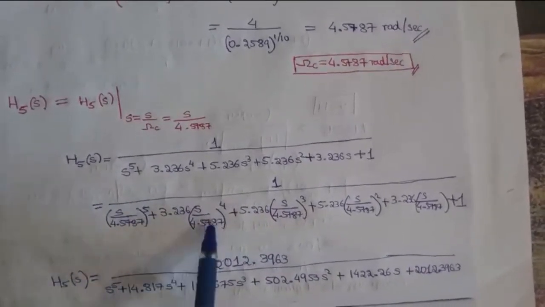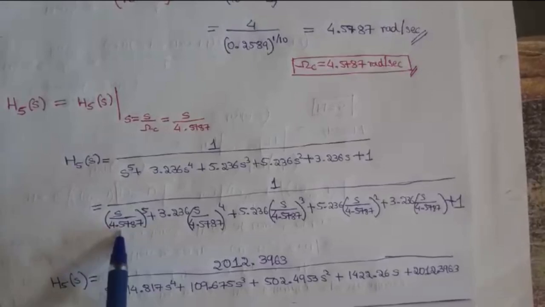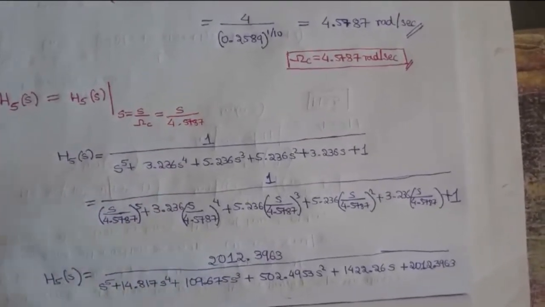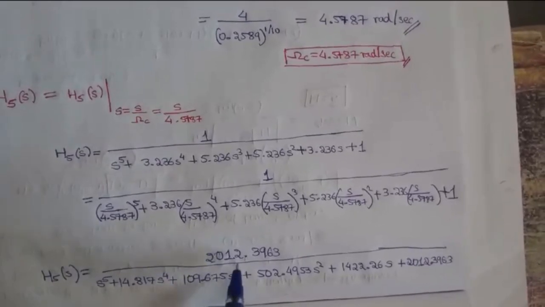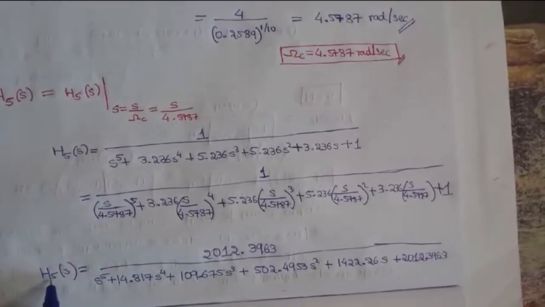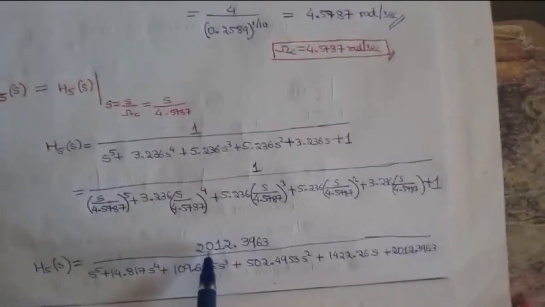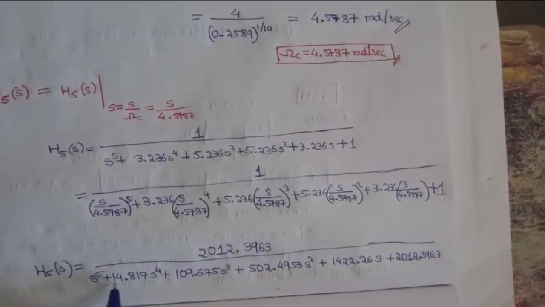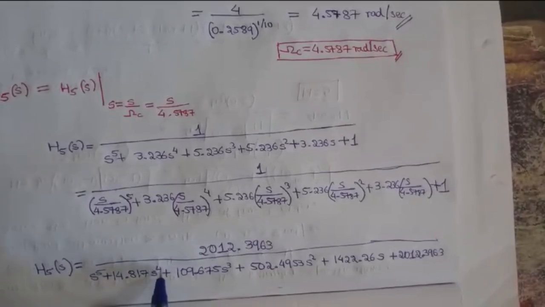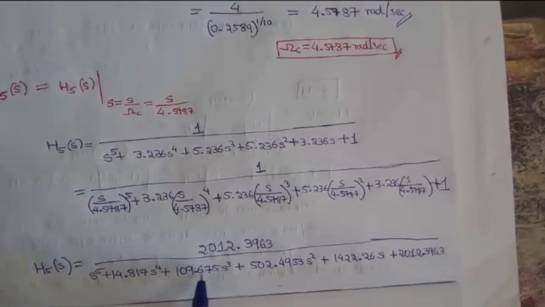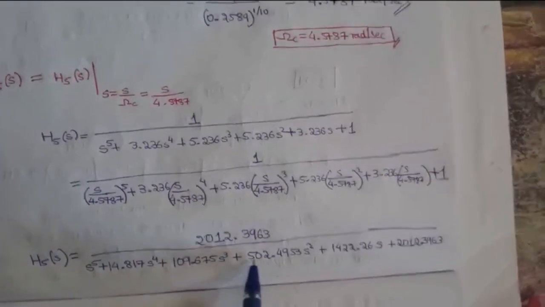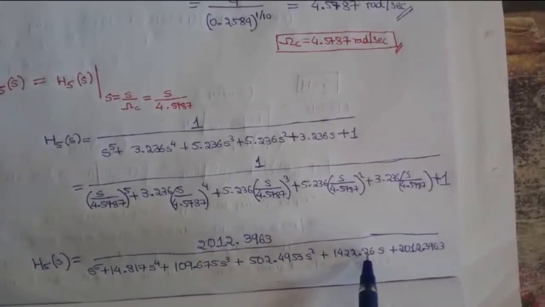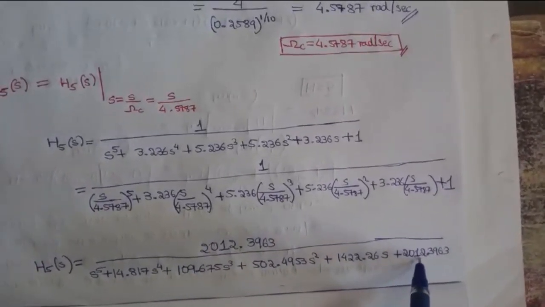After calculating this, taking the LCM as 4.5787 whole power 5 and keeping the numerator and denominator appropriately, we get transfer function h5 of s is equal to 2012.3963 divided by s raised to 5 plus 14.817 s raised to 4 plus 109.675 s cube plus 502.4953 s square plus 1422.26 s plus 2012.3963.